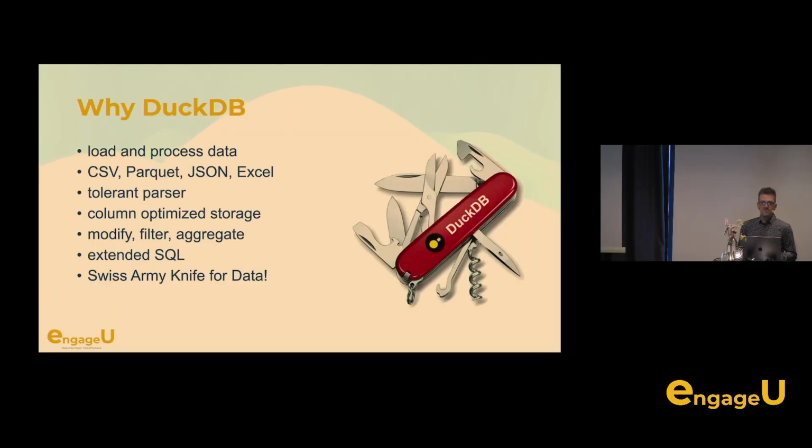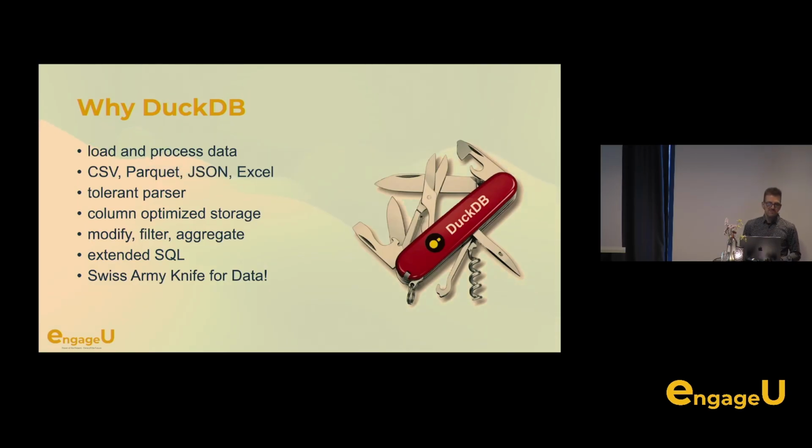They have column optimized storage. That's something special because they take this analytics approach, and columnar storage is important because it's really fast and it makes some interesting things possible. You can use it to modify, filter, aggregate. They have an extended SQL set. It's standard SQL, but extended with some specialties you would not find in any other engine, so you can look at it as a Swiss Army knife for data. It could be useful as a standalone tool, but it's even more useful if you put it into some other environment.